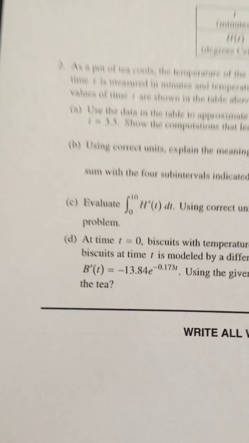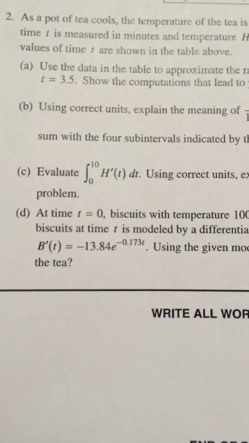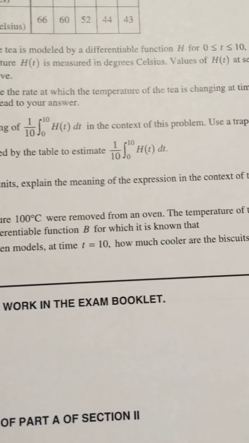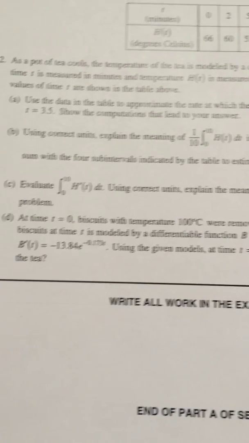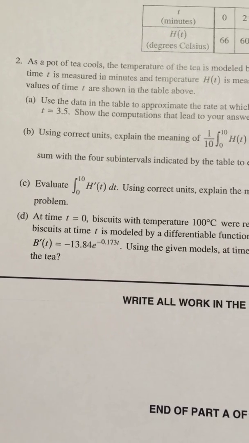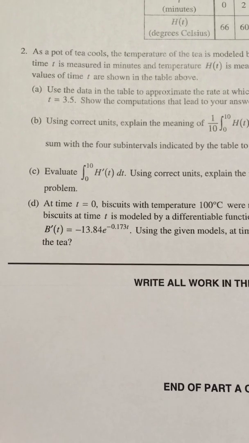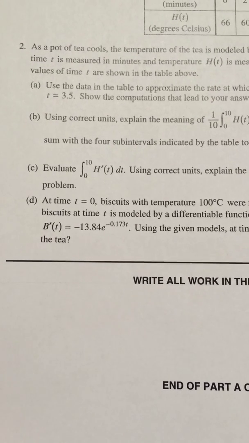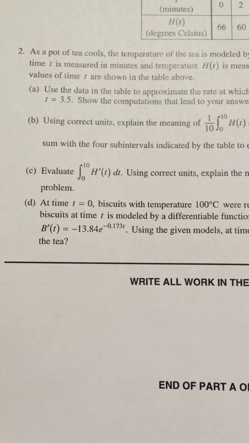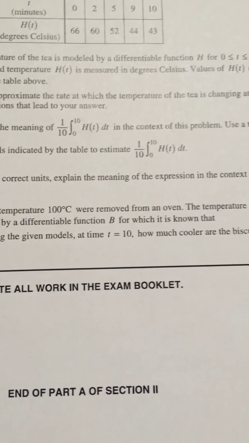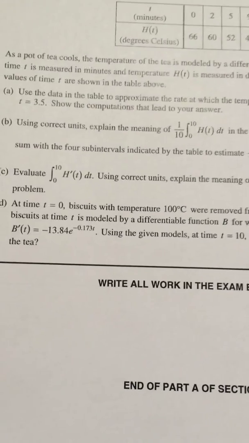So 2D says, at time t = 0, biscuits with temperature 100 degrees Celsius were removed from an oven. The temperature of the biscuits at time t is modeled by a differentiable function B for which it is known that B'(t) = -13.84e^(-0.173t). Using the given model at time t = 10, how much cooler are the biscuits than the tea?